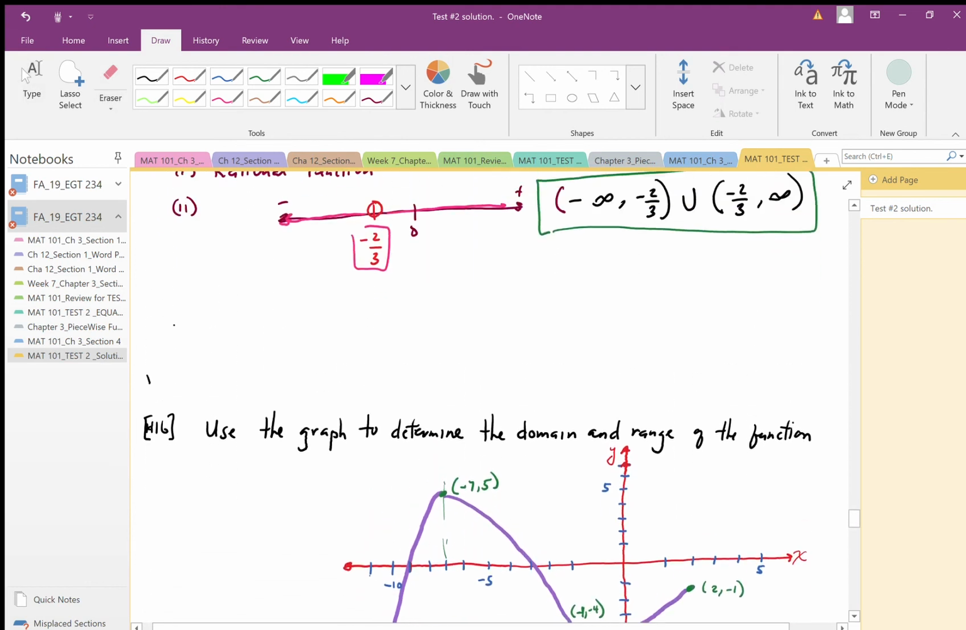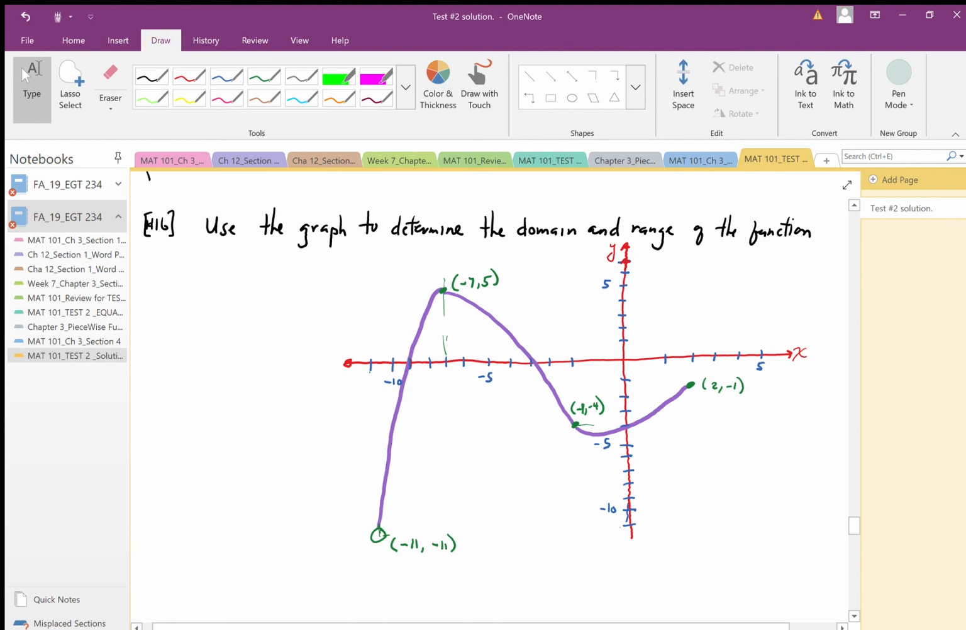Okay, let's look at number 16 very quickly. The instructions are to use the graph to determine the domain and the range of the function. Okay, so in this case, you're looking at, again, your domain is your input, and that's along the x-axis. Your range is your output, and that's along the y-axis.